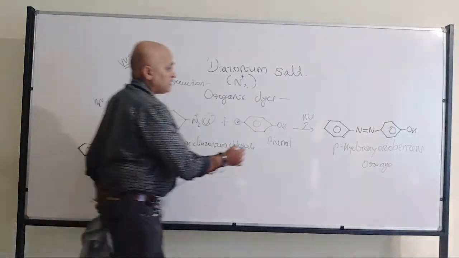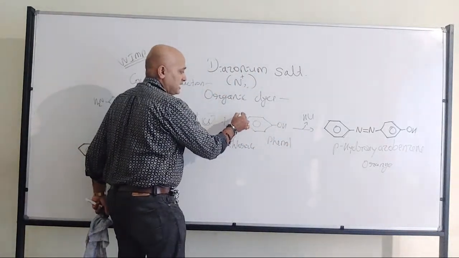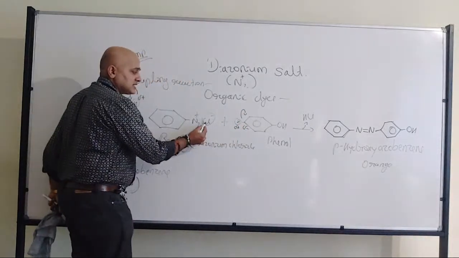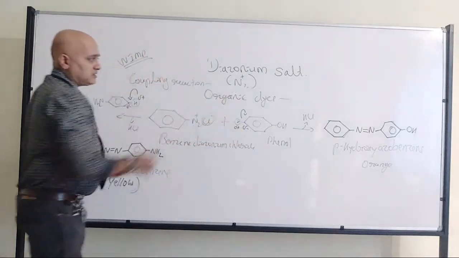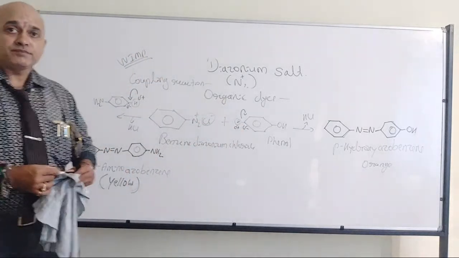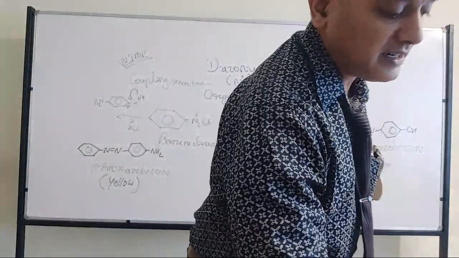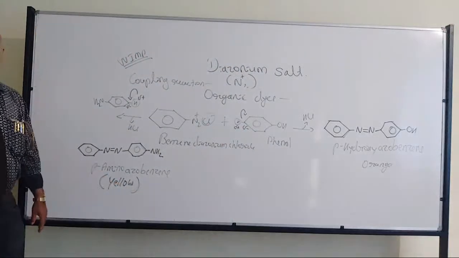Fine. Same logic is applicable here also. So this reaction will happen like this. Negative, positive. Cl minus will go with positive. N2 plus will go with negative. So that's where coupling will happen. Fine. So these are the two organic dyes, which will be the example. One is orange, another one is yellow.